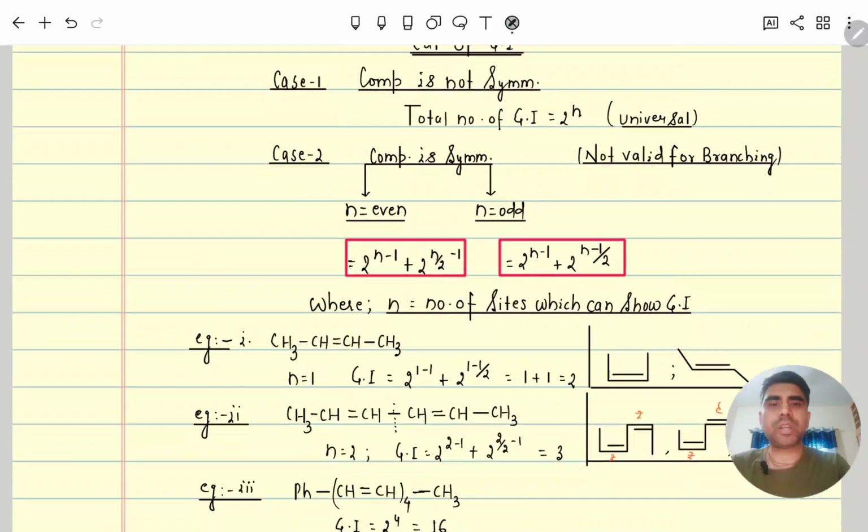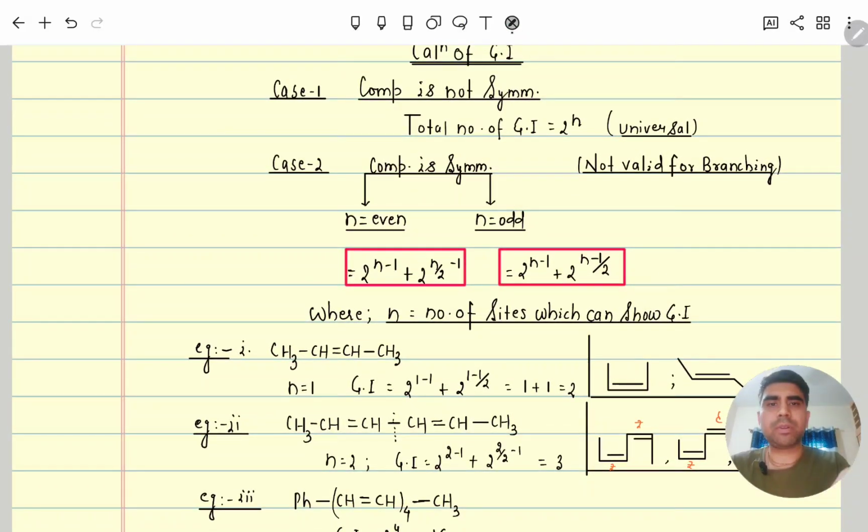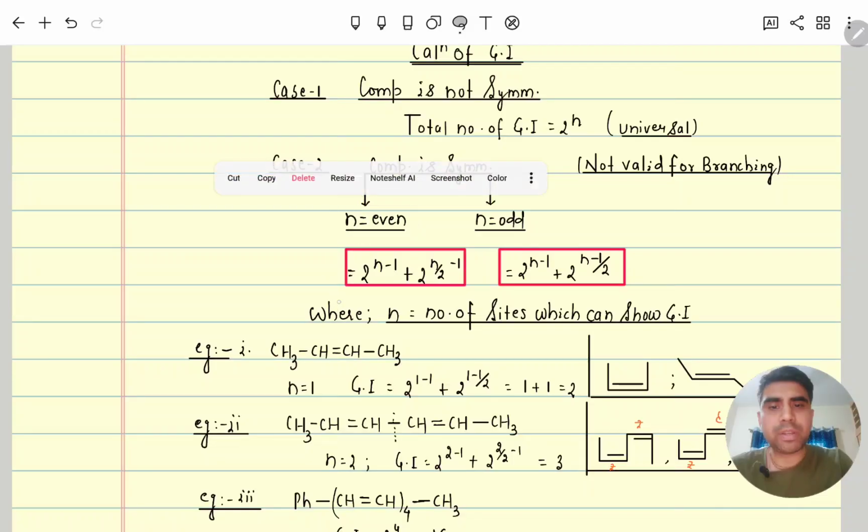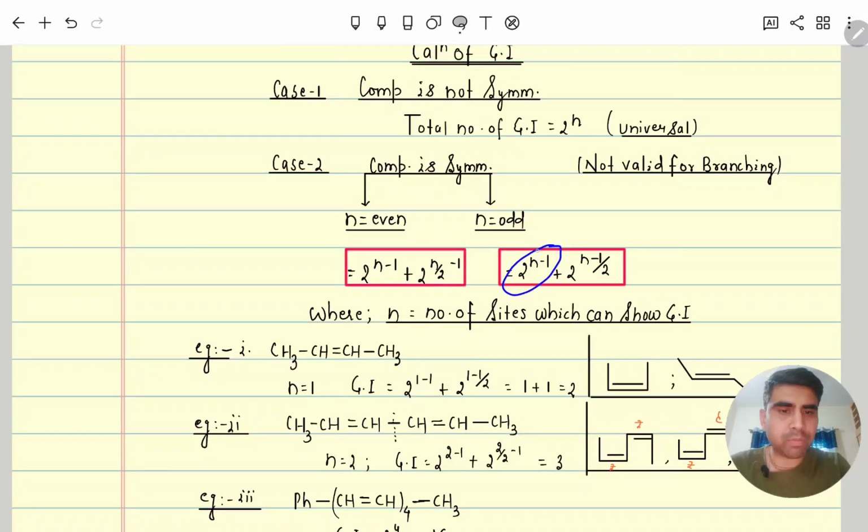Now calculation of GI. Always understand, whenever the compound is not symmetrical, meaning no plane of symmetry or center of symmetry, then it will show GI, and that will always be 2 to the power n. It is universal. But if the compound is symmetrical, having a plane of symmetry or center of symmetry, then if n is even, the total number of GI will be 2 to the power n minus 1 plus 2 to the power n by 2 minus 1. And if n is odd, then it will be 2 to the power n minus 1 plus 2 to the power n minus 1 by 2. So n is the number of geometrical sets.